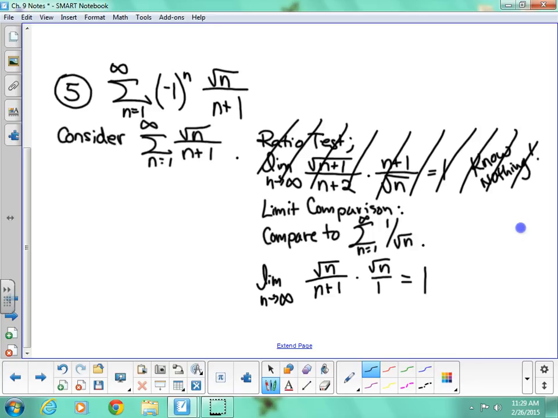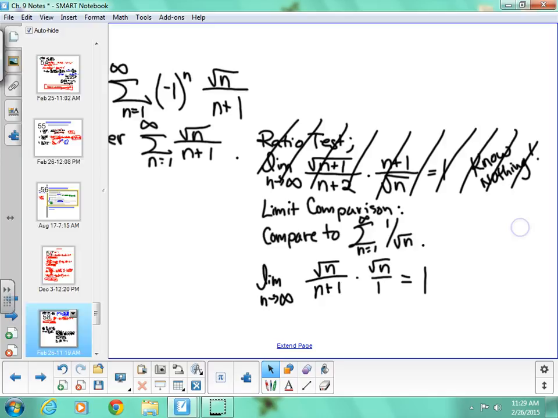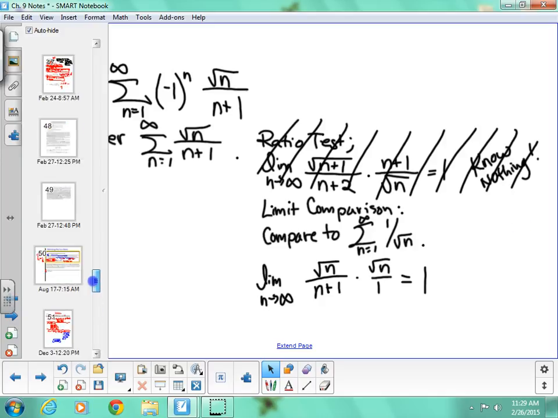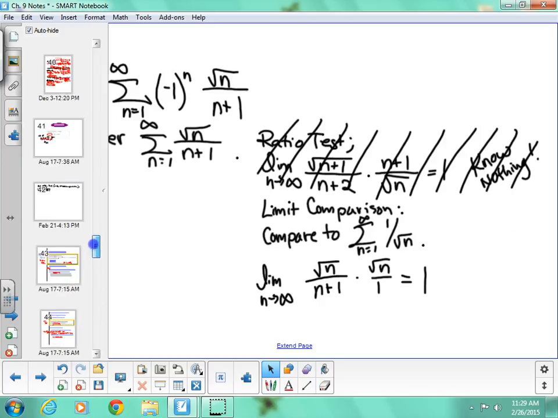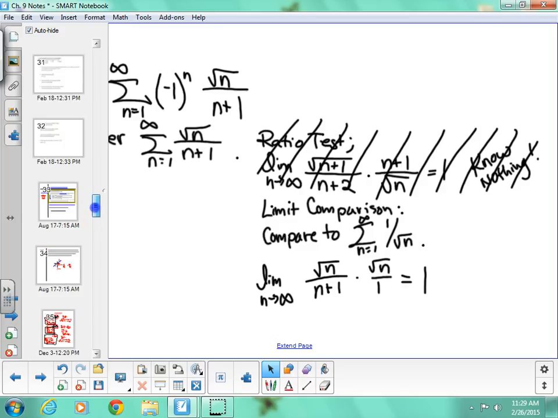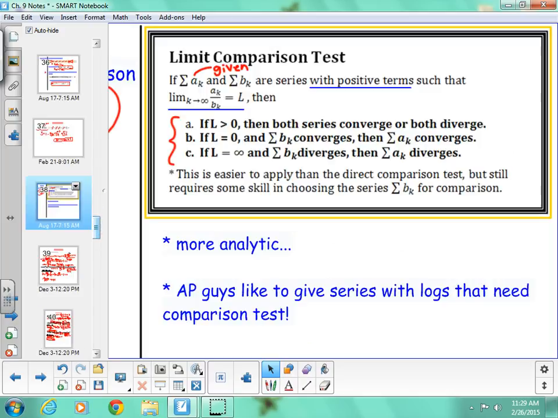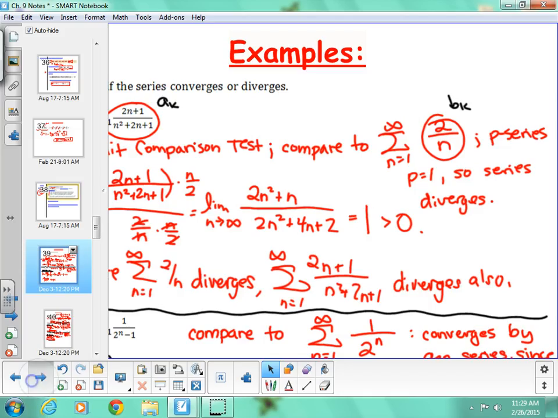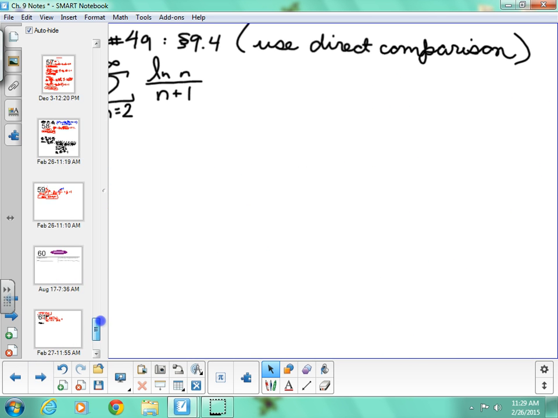What is limit comparison? We don't remember that one very well, do we? Because you guys aren't saying anything. And then both converge or diverge. Limit comparison: the one I'm given over the one I choose. And then if the limit equals 1, which is greater than 0, both converge or both diverge. Oh, wait, I just need to do this. Taking too long. There we go.